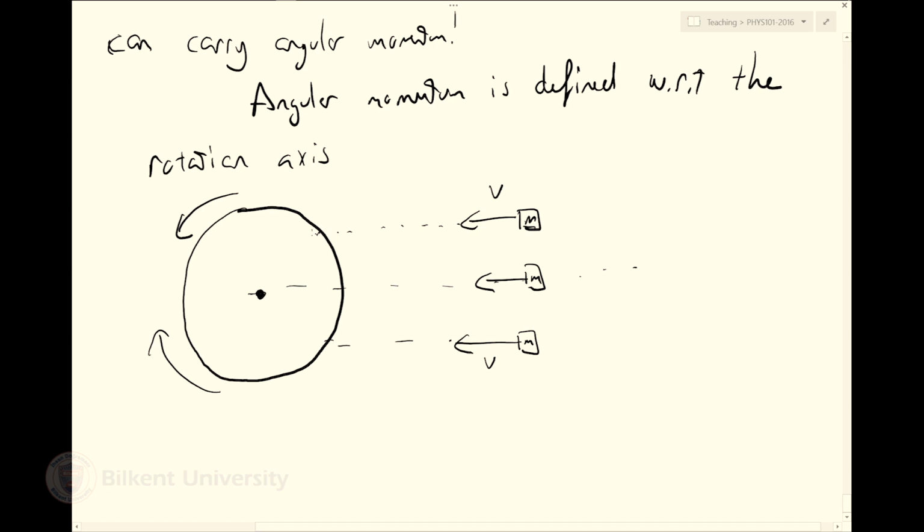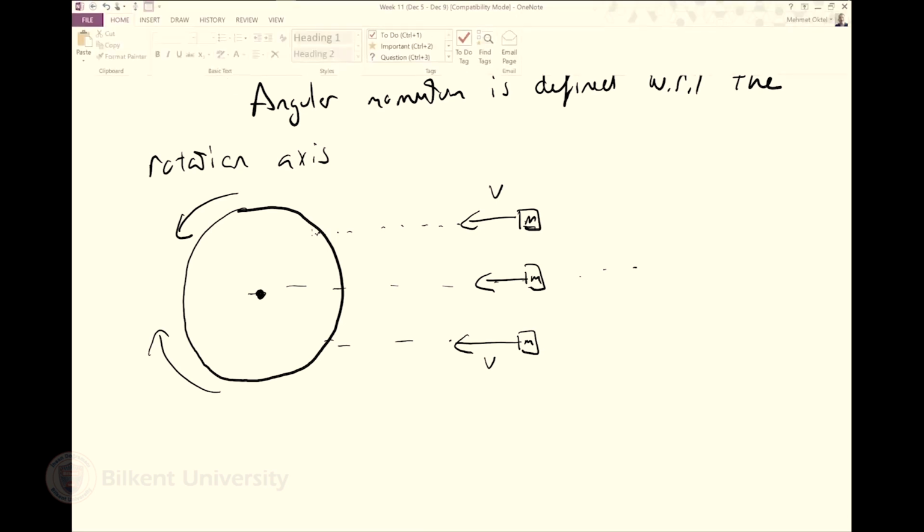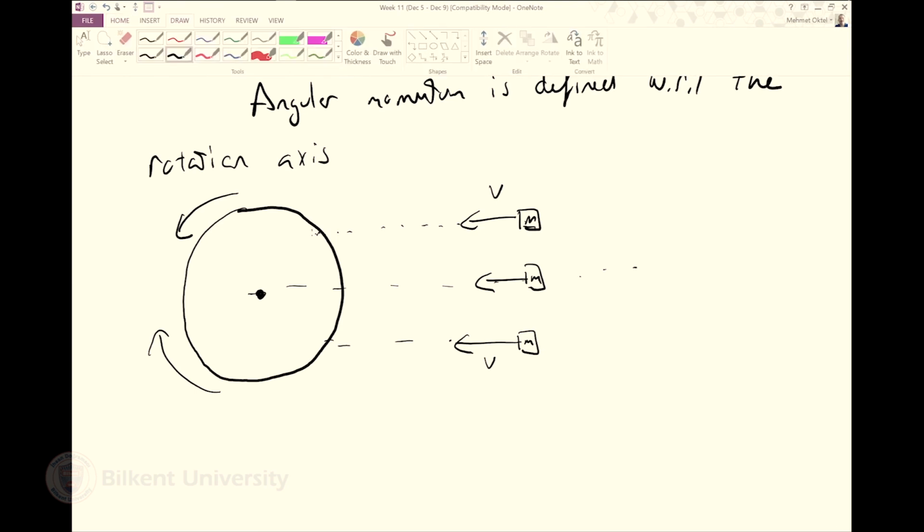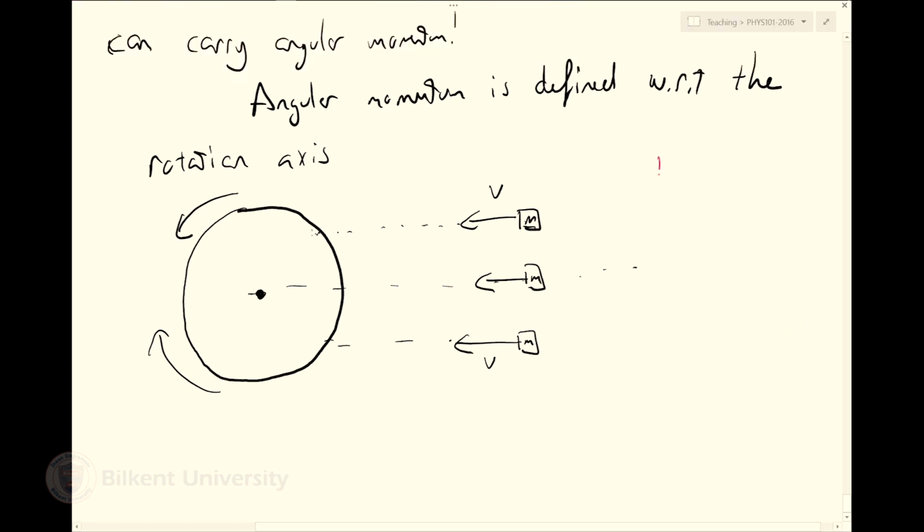So let me give you a new definition of angular momentum. I'll say angular momentum of any object is this r vector, which is the vector from the pivot point to the object, okay? Cross product P.